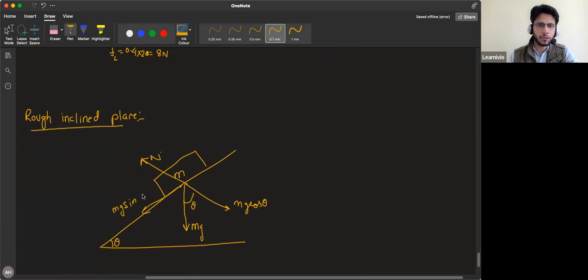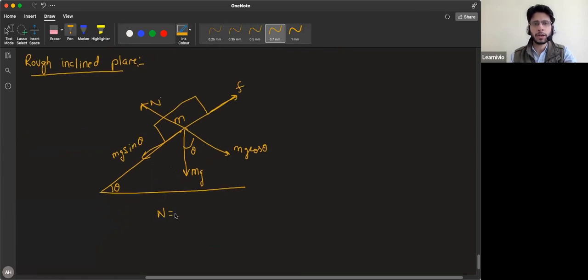Now, the tendency of this block is to move in the downwards direction, so friction will be acting in the upwards direction. Here you can write that your normal reaction will be equal to mg cos theta. Your friction is mu N, which is mu into mg cos theta. If you are calculating static friction, it will be mu s. If you are calculating kinetic friction, then it will be mu k.